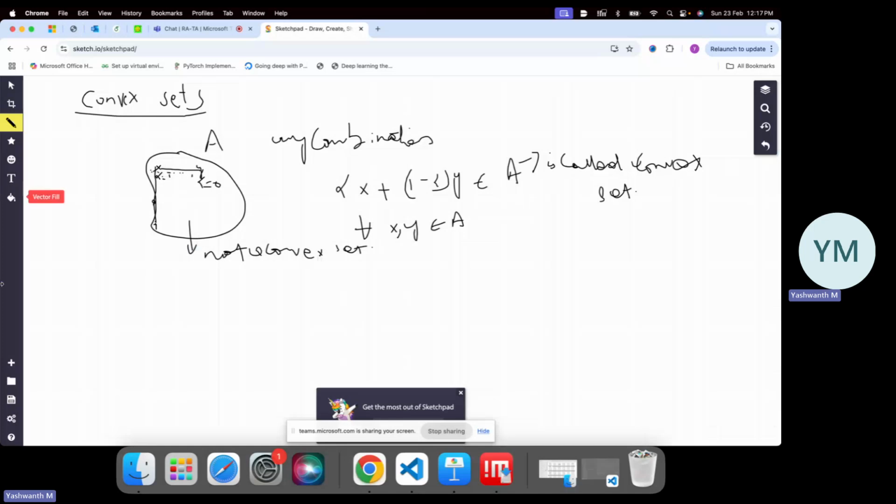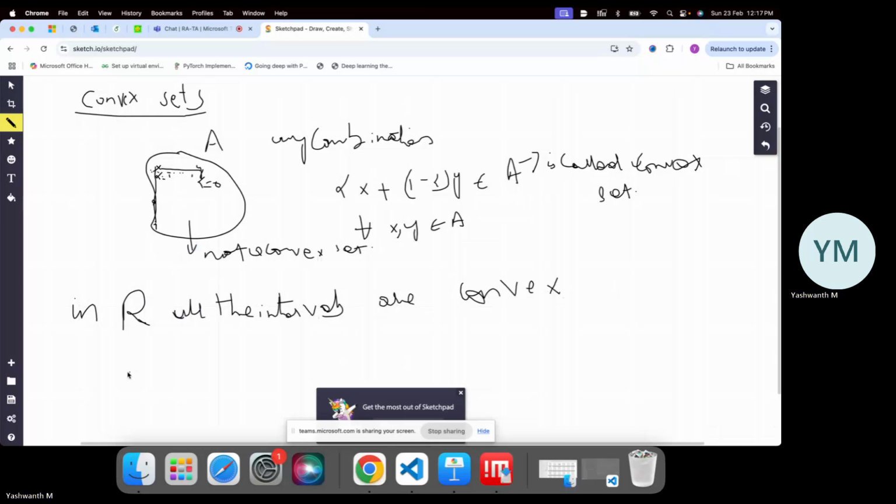So in R, all the intervals are convex and all convex sets are intervals.